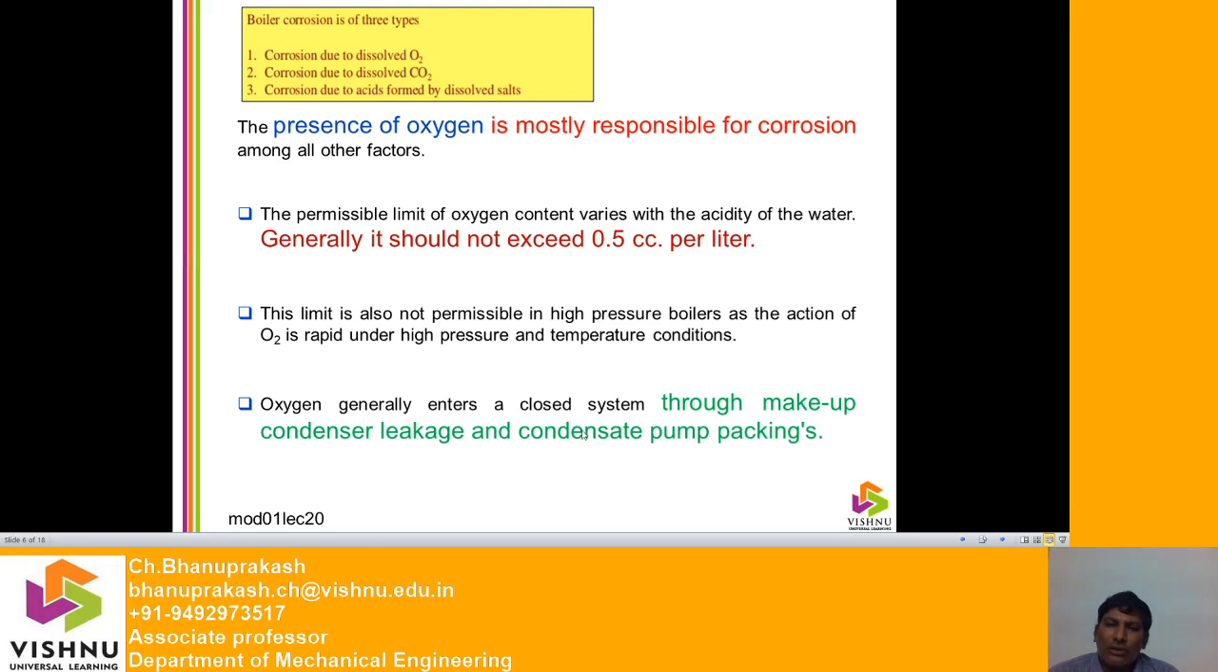Now generally, how does oxygen enter the boiler? There may be several reasons. One is condenser leakage, and another is the condensate pump packings. Through the packings also, oxygen enters the boiler.